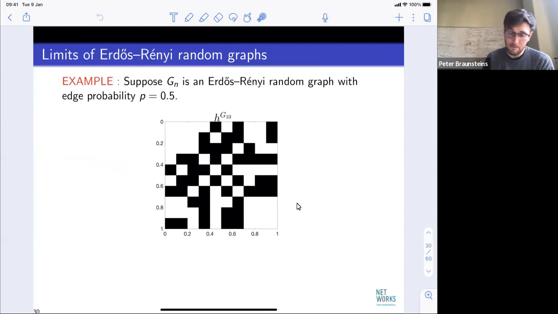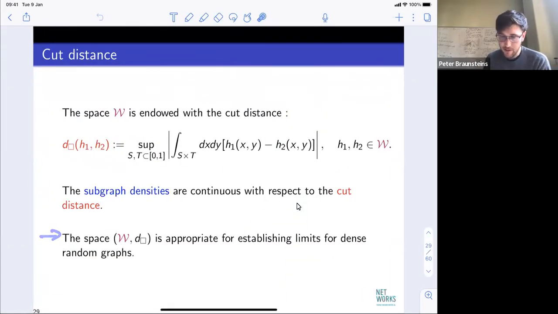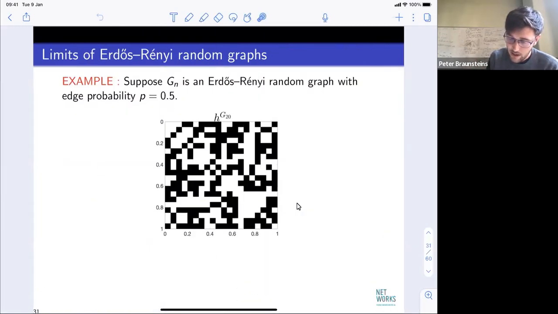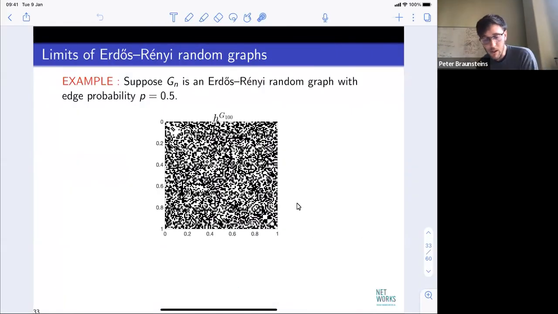To give you a sense of this last point, we're going to look at some limits. Let's first consider a sequence of Erdős-Rényi random graphs with edge probability 0.5. Here's what the graphon looks like, or an outcome, when there's 10 vertices. Then 20, again with edge probability 0.5, then 50, and 100. And what we can see is that if we blur our eyes a little bit, this looks like a gray graphon. It approximately looks gray if we take off our glasses and look at this.